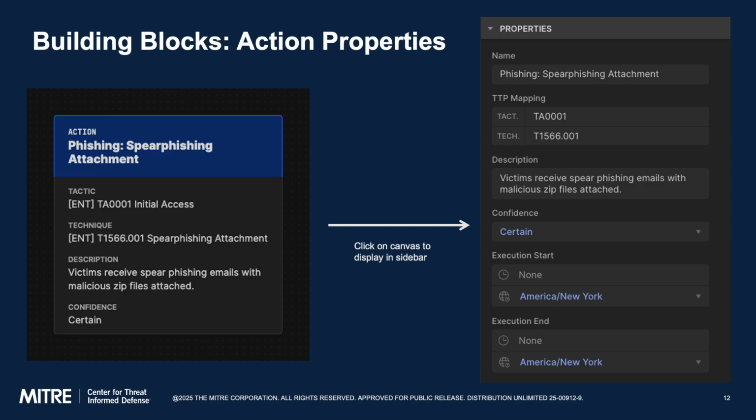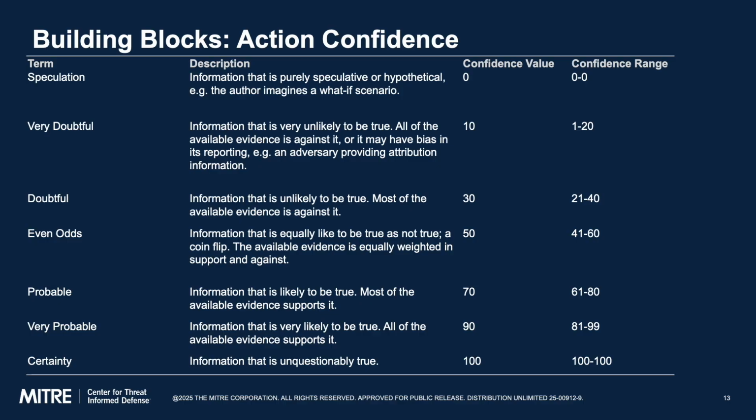This slide shows the properties that exist on each action. We've already talked about name, TTP, and description. You can also see here a confidence, which allows you to specify how certain you are in the underlying intelligence, as well as the execution start and end, which are the timestamps associated with when this activity was observed. This slide describes the various confidence levels that are available to you in Attack Flow. These values map onto a numeric range from 0 to 100, which is consistent with how STIX operates. If you want to learn more about how the confidence intervals work, take a look at our website.